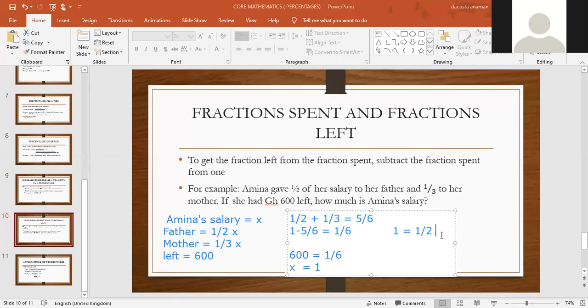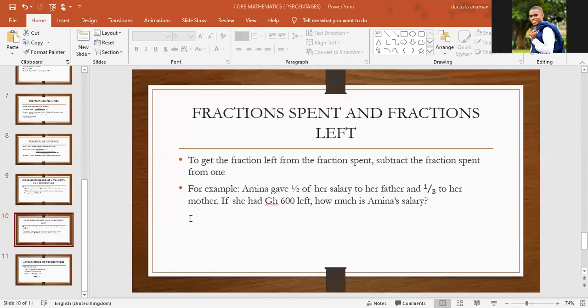Okay, so let's continue. Let me clear everything, then start all over again. So a total of a fraction is equal to 1. A total of a fraction is equal to 1. When you have a total of something, every total fraction is equal to 1.